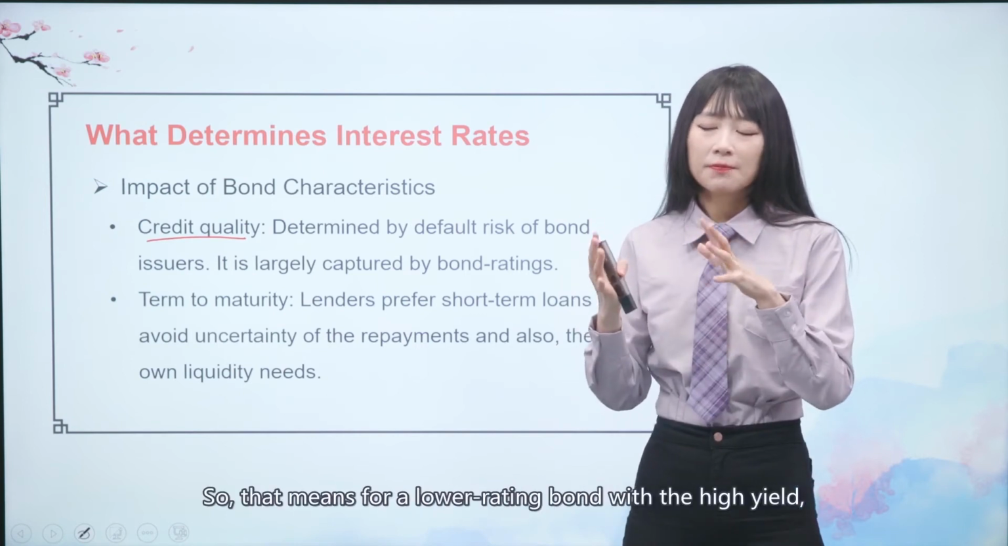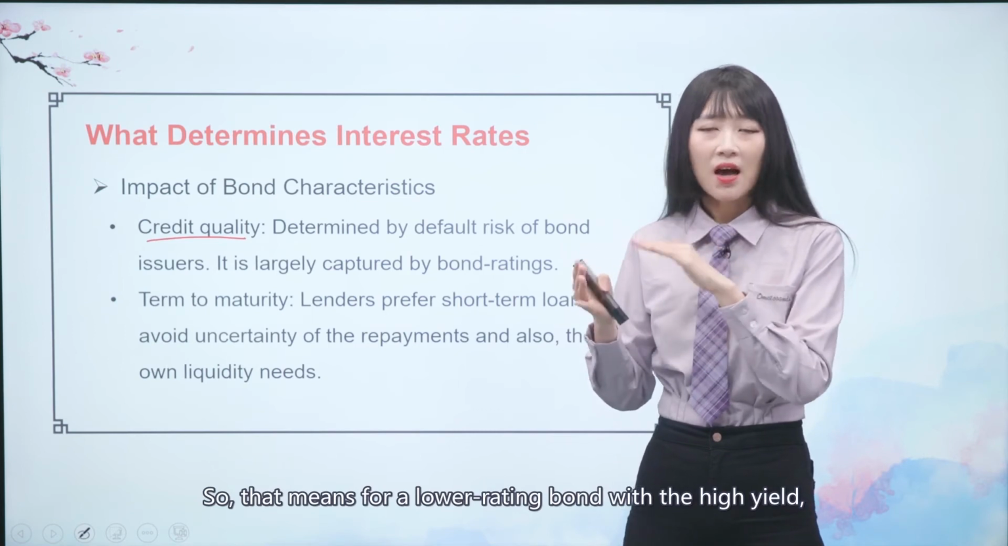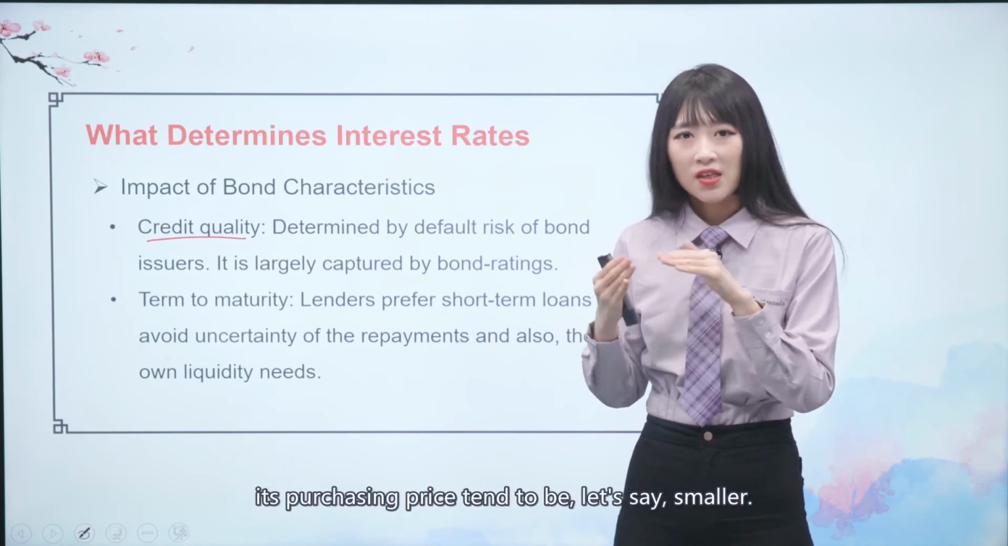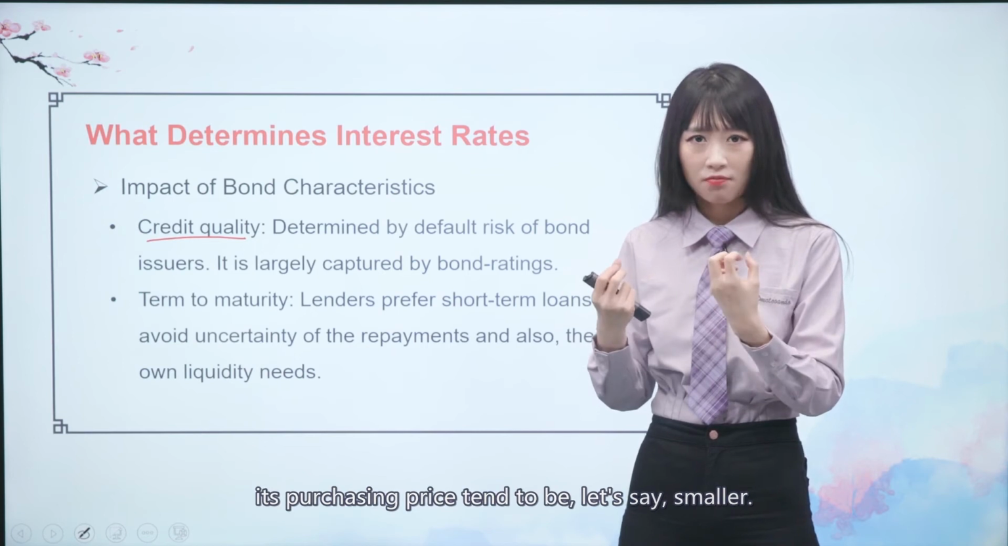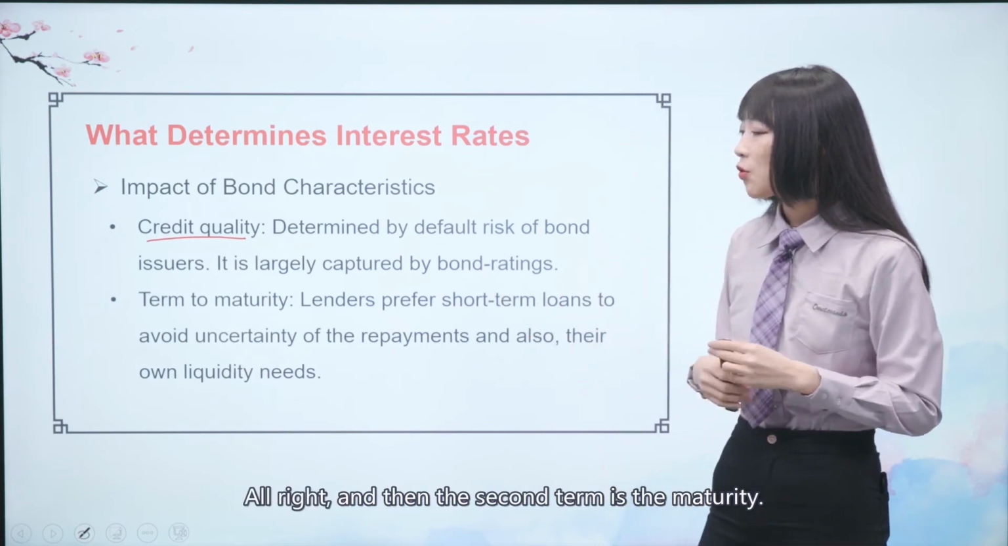So that means for a lower rating bond with the high yield, its purchasing price tends to be, let's say, smaller. All right? And then the second determinant is the maturity.